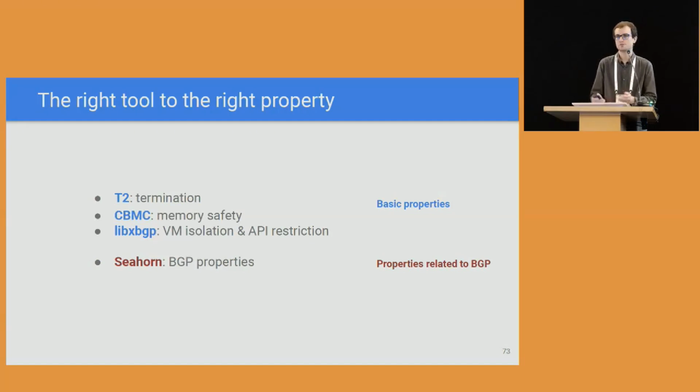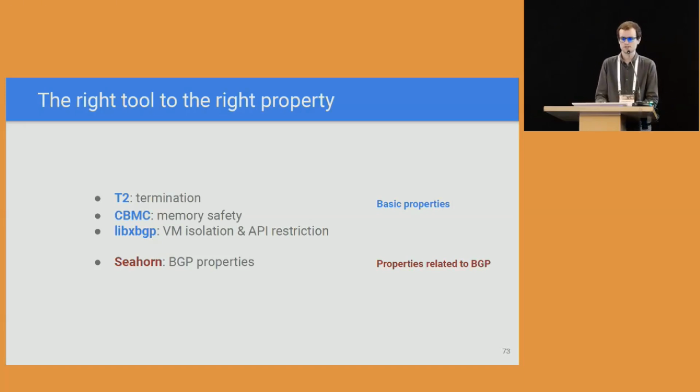The basic properties are termination. We do not want the plugin to be stuck in an infinite loop and completely break the router. There are also questions of memory safety. Our prototype is running on top of C code, but I agree that if you write your extension in Rust, for example, then the question does not arise. And there are also some things about virtual machine isolation and API restriction. So, for example, if I would like to use some part of the API of xBGP but I'm not allowed, then there are runtime checks made by our framework.